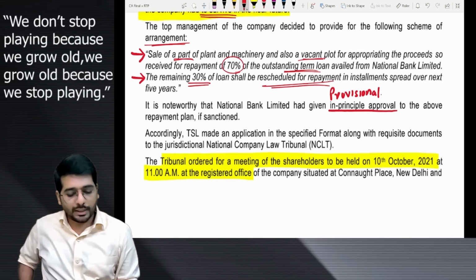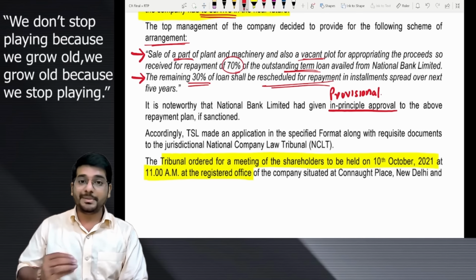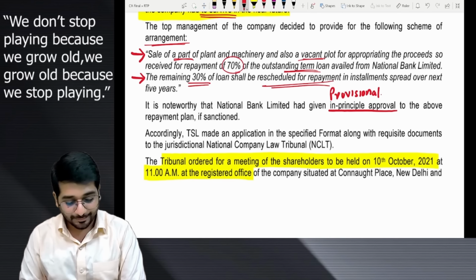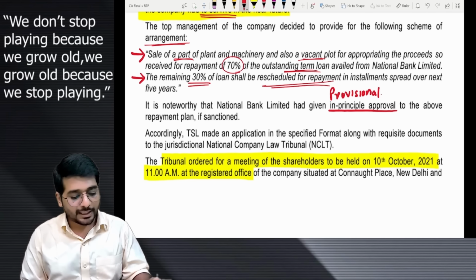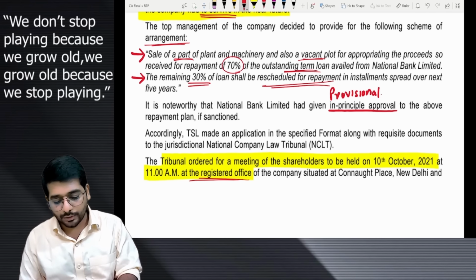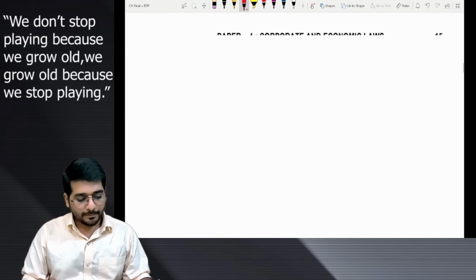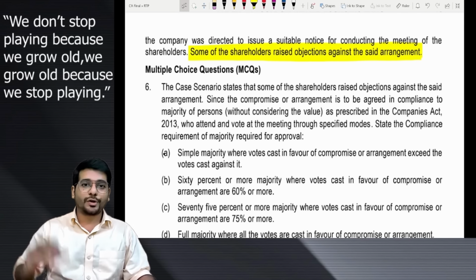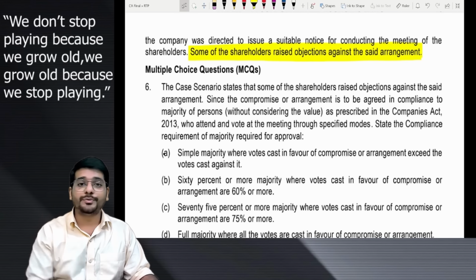Okay. Then what they are saying? Then they are saying the tribunal had ordered for a meeting of the committee of creditors, shareholders, to be held on 10th of October 21 at 11 am at the registered office. Date to be noted, 10th of October 2021. Fair enough. What else? Some of the shareholders raised objections also. Of course, you are a shareholder, you have the power to raise objections also.